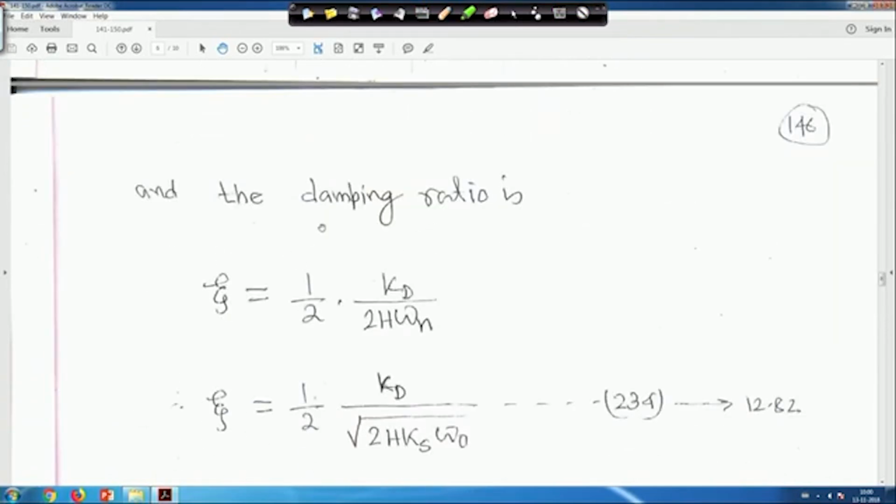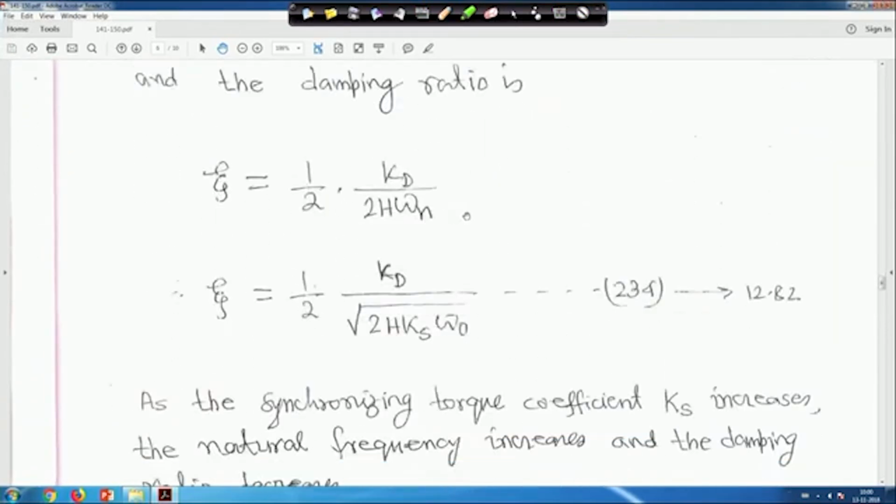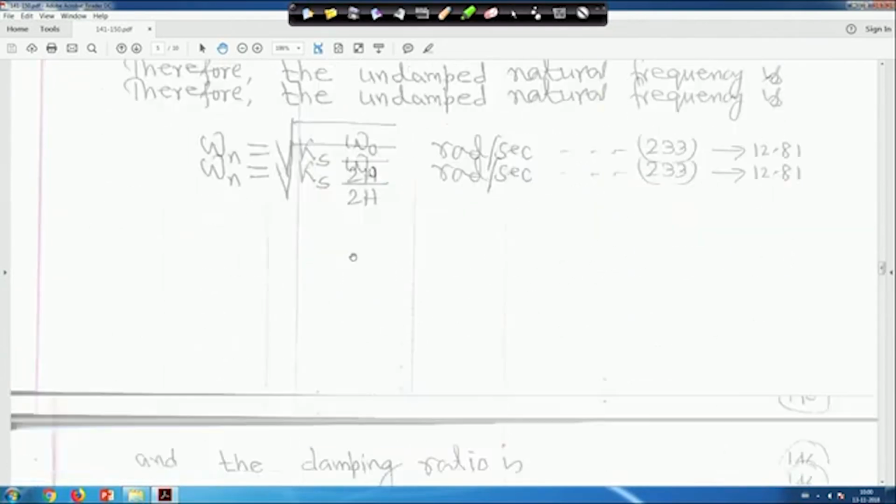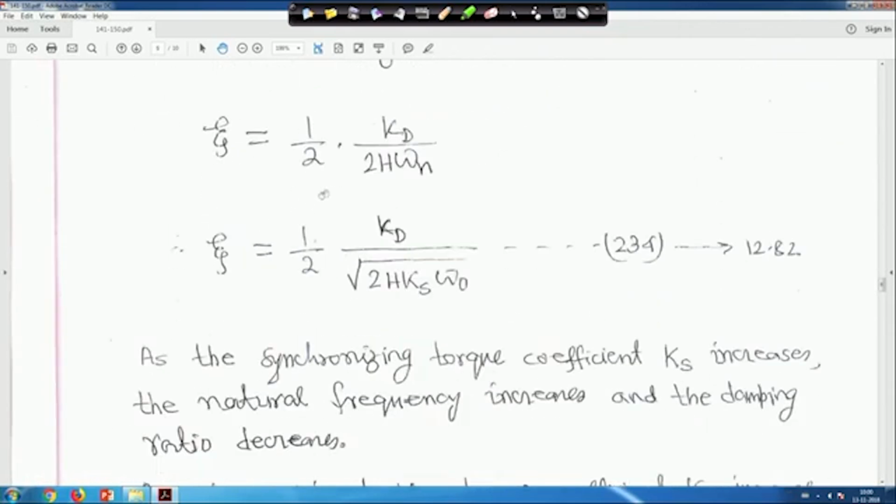That is xi, the damping ratio: xi is equal to half into Kd upon 2H omega n. Therefore, the undamped natural frequency is omega n, and the damping ratio xi is half into Kd upon 2H omega n. Now put the omega n value and simplify, and you will get xi is equal to half Kd root over 2H Ks omega 0. This is equation 234.